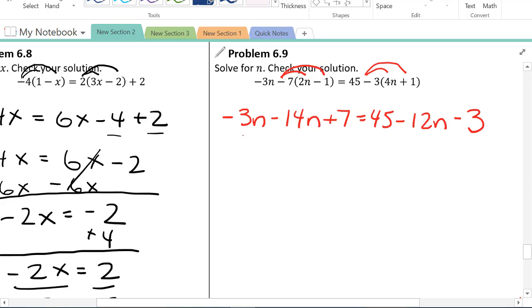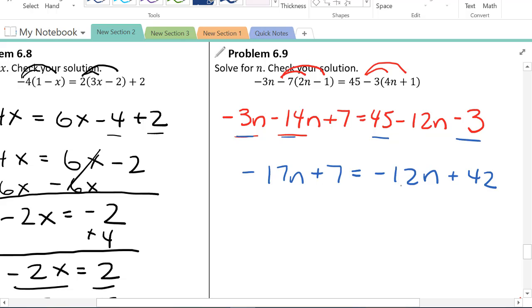Now, let's combine some like terms, right? I can combine negative 3n and negative 14n. And then I can also combine the 45 and the negative 3, right? Those are like terms. So what am I going to get? So on this side over here, for these two, I'm going to get negative 17n plus 7 equals, I'm going to combine the 45 and the negative 3, but let's put the n first. And then 45 minus 3 is going to give us a positive 42. Generally you want to put the variable first. So that's why I put the negative 12n first, and then I put the 45 minus 3, which is 42.